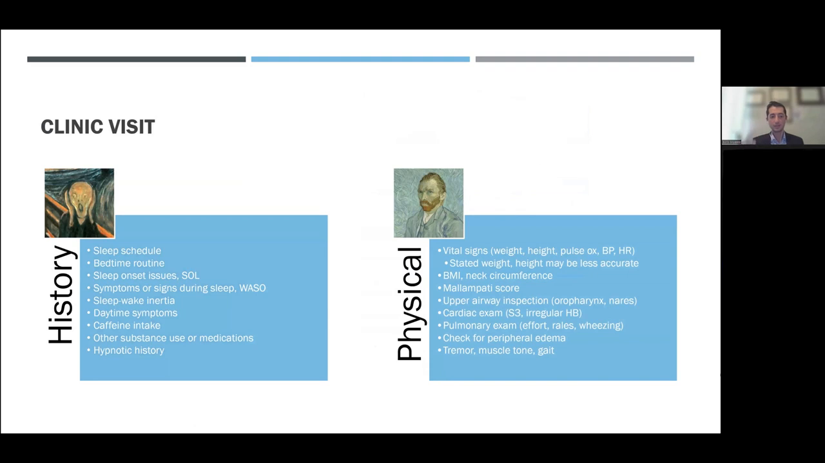The sleep schedule, the bedtime routine, difficulty with initiating sleep, difficulty with maintaining sleep, and how difficult is it to wake up in the morning or get started for the day. What are your daytime symptoms? What substances do you use, whether it's to stay awake or to fall asleep? Are they legal or illegal? And any hypnotic history, prescription medication history in general.